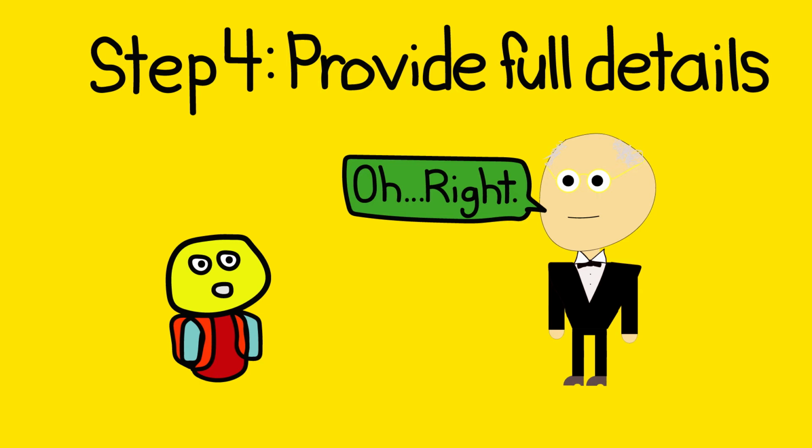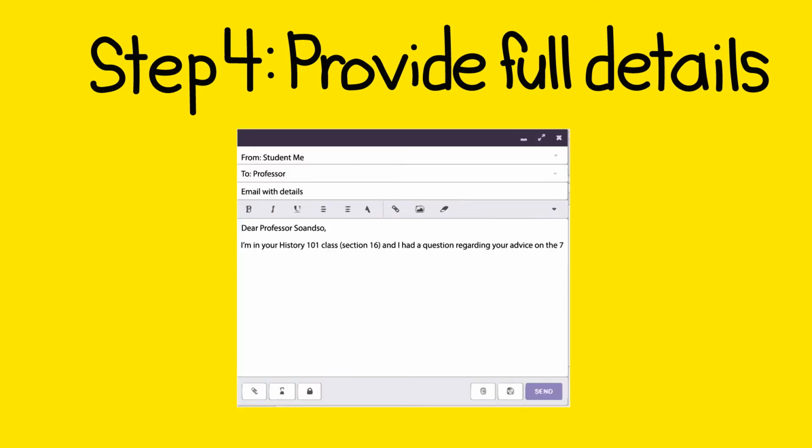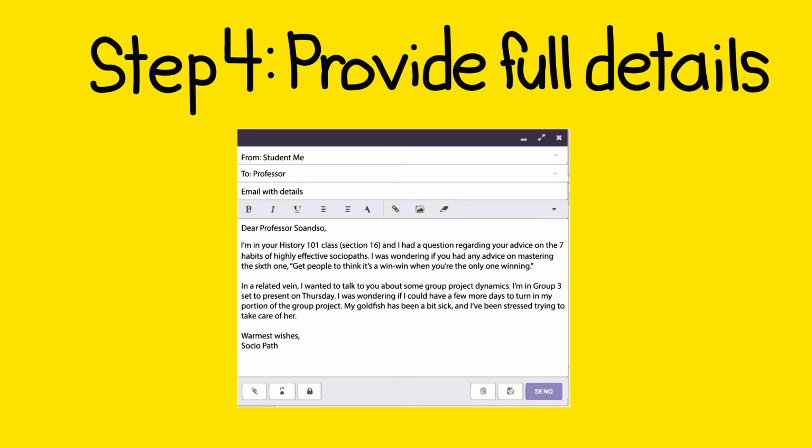This is where it might actually make sense to start out with a personal introduction at the beginning of the email. So for example, you could say, I'm in your History 101 class, section 16, and I had a question regarding, and then you tell the professor what your concern is. Again, provide helpful details that can save the professor time.